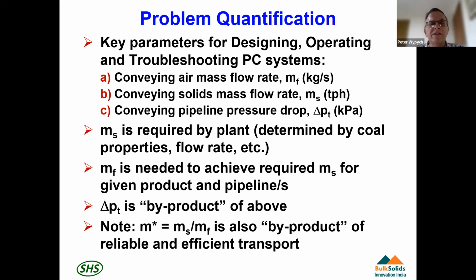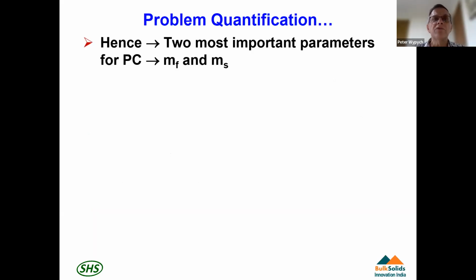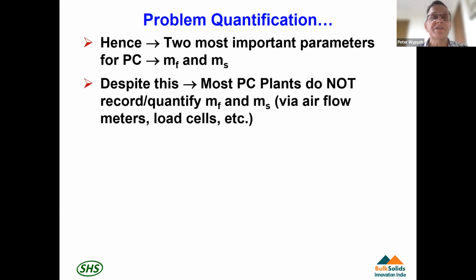And the other thing I'd like to highlight too is, some designers like to focus on the solids to gas loading ratio, or M-star I call it, and they use this for design and troubleshooting. And really, M-star also should be considered as a byproduct of reliable and efficient transport. That should be our priority. Once we achieve that reliable and efficient transport, whatever the tonnage is and the airflow, then if we're achieving our objectives, then M-star really is considered as a byproduct. Anyway, so really out of all that, we can summarize that the two most important parameters for pneumatic conveying are the air mass flow rate and the tonnage through the system.